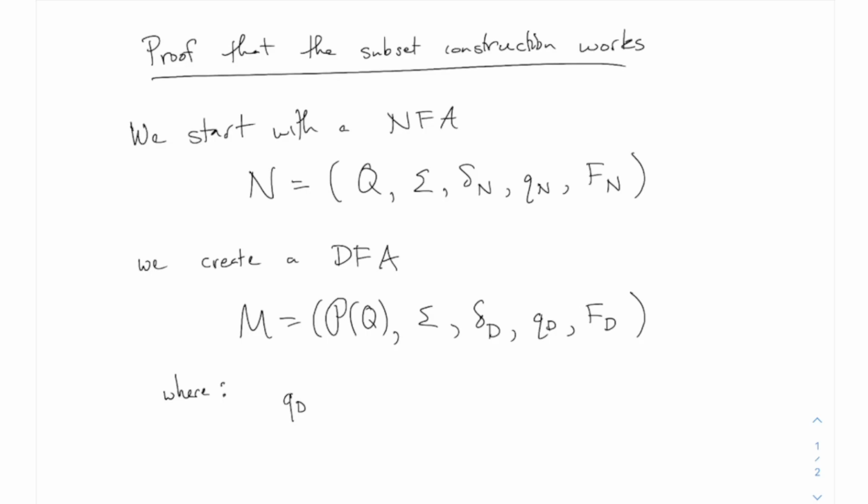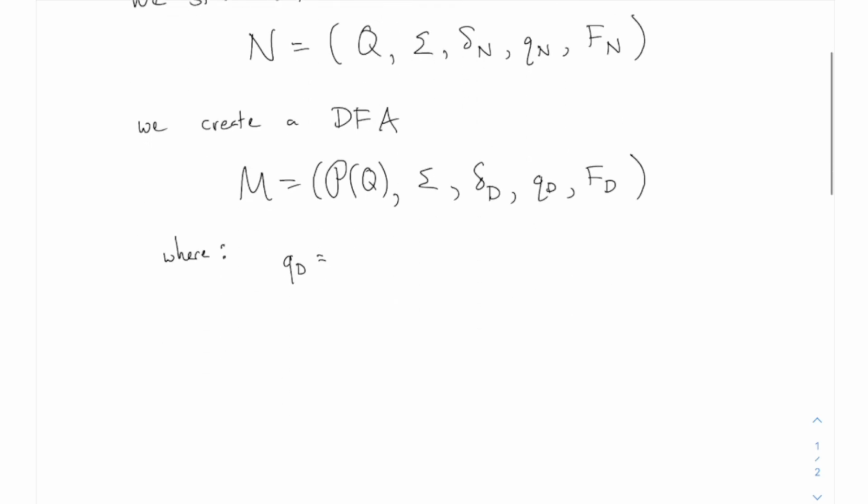So QD is, maybe I'll just write those words that I just said, but actually there's a cute way to write this using set theory. It's the original start state, actually we have a name for that. It's Qn, right? Together with anything you can reach by epsilons. Also anything reachable by epsilon in the NFA.